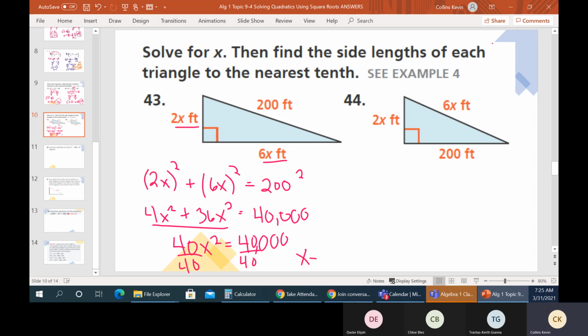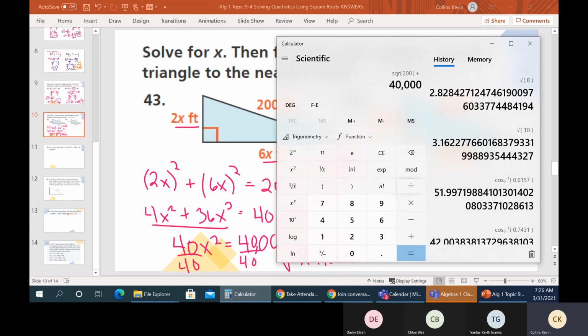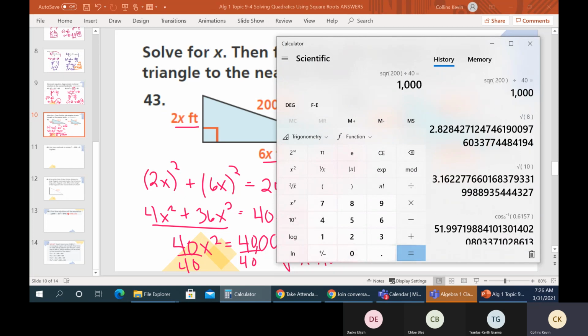So x squared is going to be 1,000, like so. Okay, then we're going to have x equals the square root of 1,000. So the square root of 10 is 3.16, so I think this is 31.6. But again, use your calculator. This is what happens when they force you not to use calculators as a kid. All right, so we divide by 40. Gives us a grand. Take the square root of the grand. Yeah, 31.6.